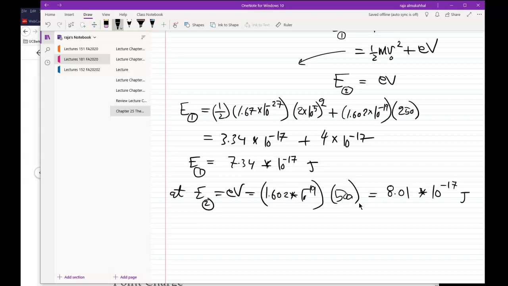Now compare E1 with E2. You notice that E1 is less than E2. In other words, it's not sufficient energy. Not sufficient to reach. It has to be larger than that to reach it. You see what I'm saying? To reach the positive plate, that is.